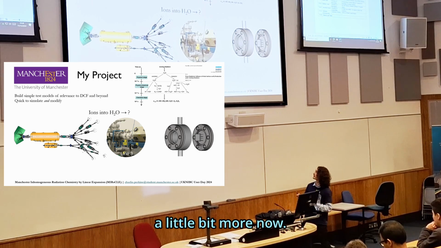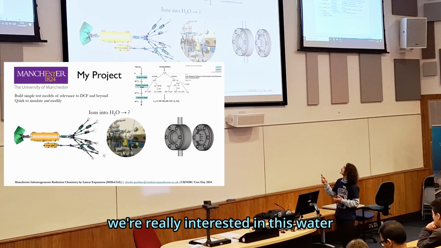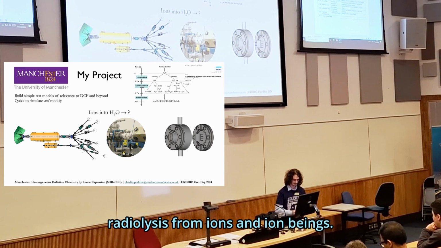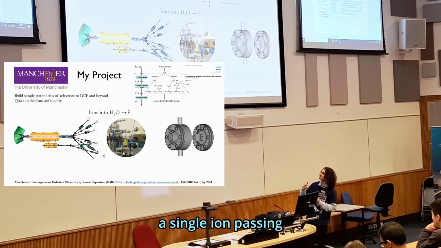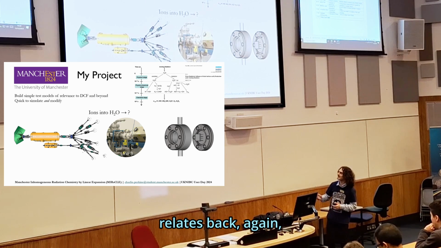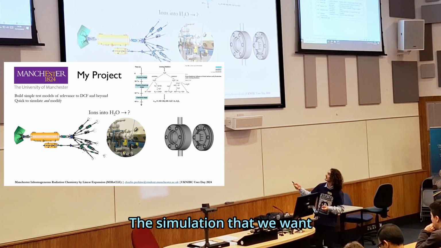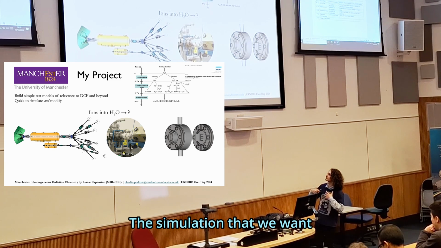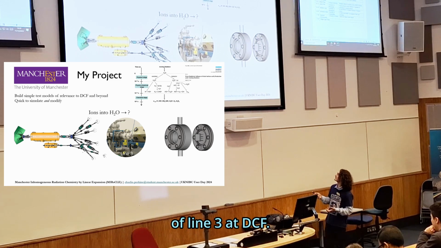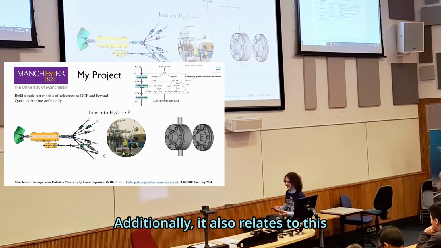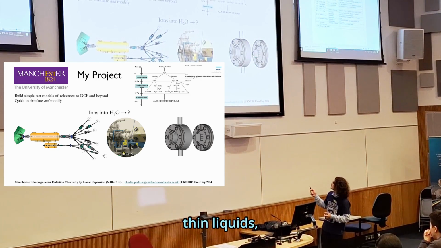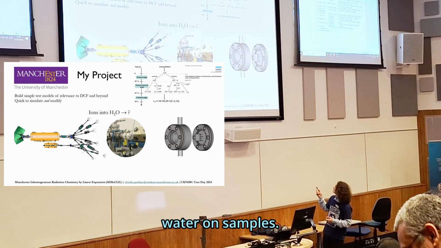Moving on to my project a little bit more now. We're really interested in this water radiolysis from ions and ion beams. So we'll look at a single ion passing through water. This relates back to what's new at DCF. The simulation that we want to do could quite easily be performed experimentally on the end of line 3 at DCF. Additionally, it also relates to this new equipment that's being built and put on the end of the beam line, where we can investigate thin layers of water on samples.